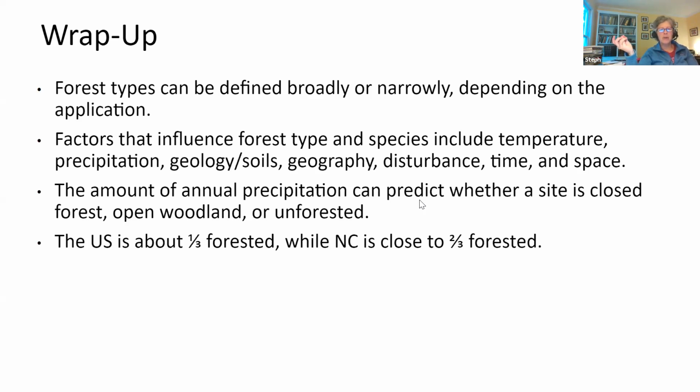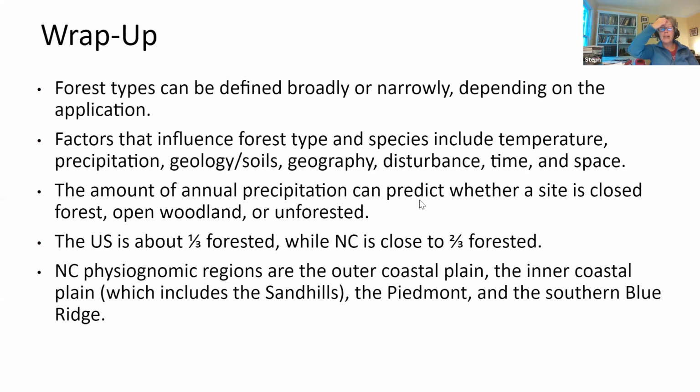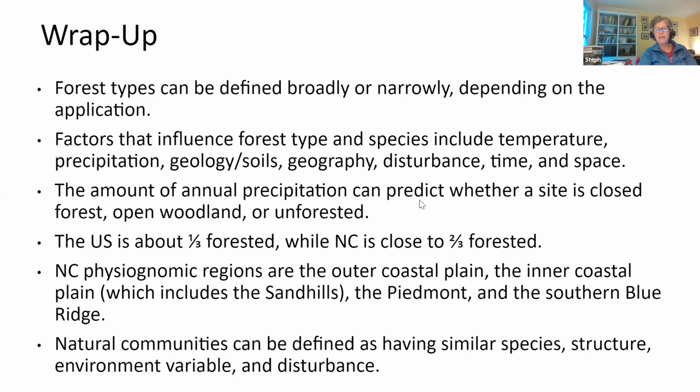It's important to understand that the US is about 1/3 or 36% forested, while North Carolina is close to 2/3 or 67% forested. And then the North Carolina physiognomic provinces are the outer coastal plain, the inner coastal plain, which includes the Sandhills, the Piedmont, and the Southern Blue Ridge. And then finally, natural communities can be defined as having similar species composition and similar structure, and perhaps environmental variables that dictate their presence or absence, and then perhaps some disturbance on how they are maintained over time.